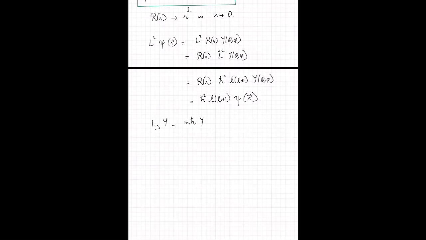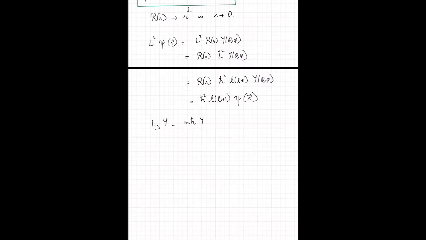Now, why m h bar? Well, h bar has the units of angular momentum. L3 is an angular momentum, so L3 should measure everything in terms of units of angular momentum. So h bar is a very natural choice here. Now, I don't know what unit of angular momentum, so I'm using some m, and m can be anything at this point. I don't know what m is.